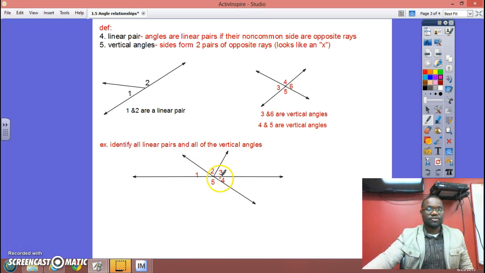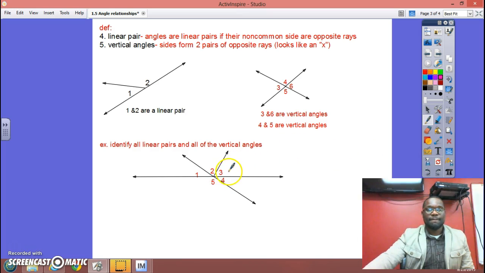So you may want to write this down. I'm just going to talk it through. Linear pair means you've got two angles. So notice angle 5 and angle 1 are a linear pair. You see that? Angle 1 and angle 5 here are a linear pair. Notice pair means two. Angle 5 and angle 4 are a linear pair.